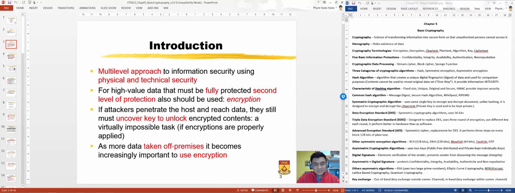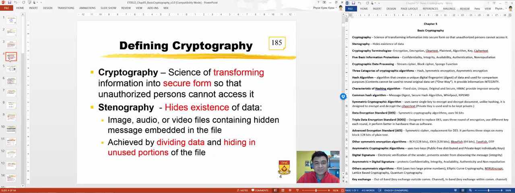In today's cyber world, we have to protect our data and information through a multi-level approach, including physical and technical. We covered physical protections in our past chapters. Now, today we're going to learn our second level of protection, which is to protect our information through encryption. That means although the attackers may receive our data, it cannot be changed or viewed because it is encrypted.